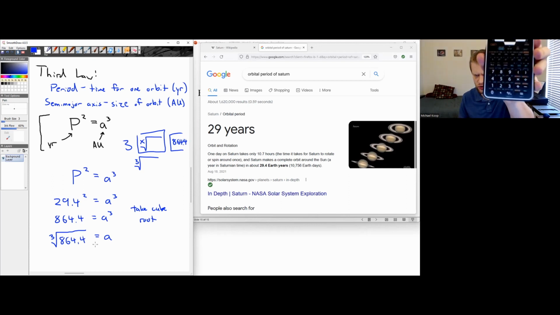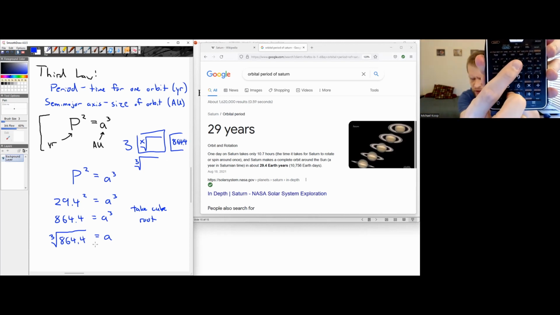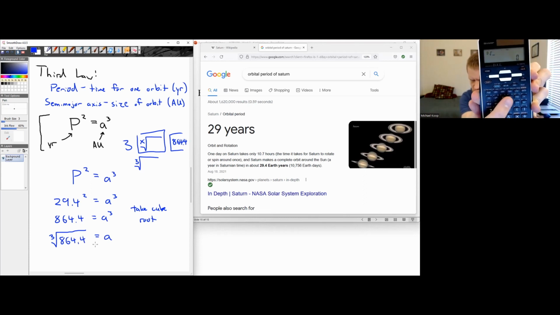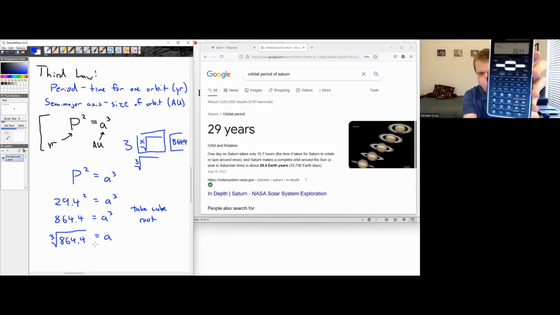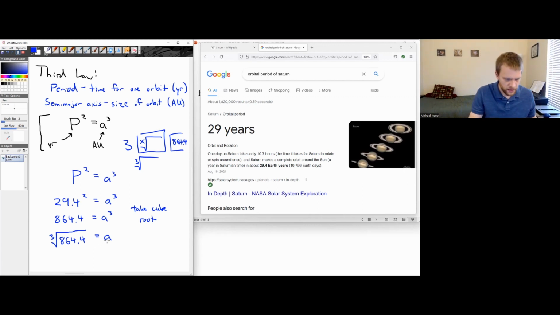On my calculator, I don't know if you'll be able to see it super well, but I've got a cube root button right there. It's second function, that one, and it gives me that cube root. And then plug in 864.4. So the cube root of 864.4, I get 9.53, let's call that. So when I plug this in, I get 9.53. That would be measured in AU, in astronomical units.